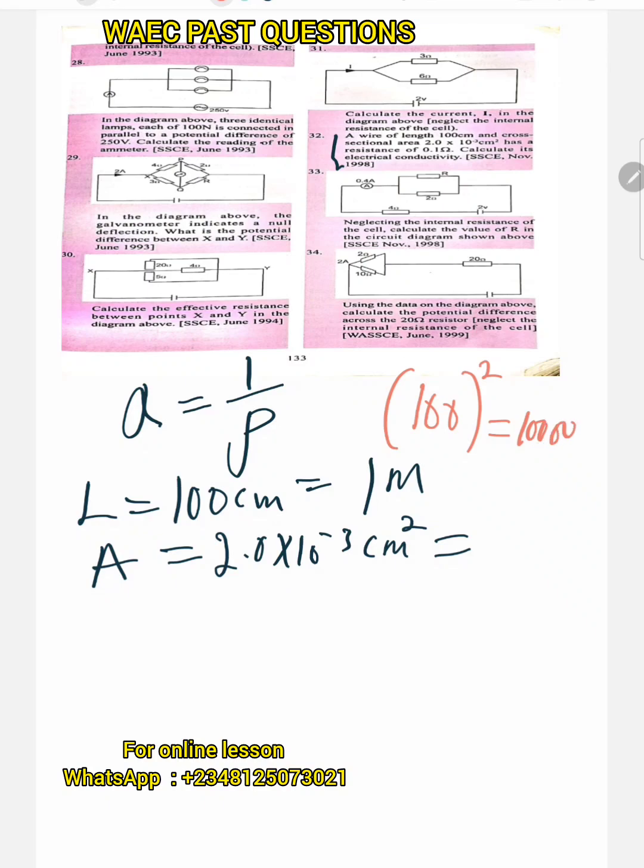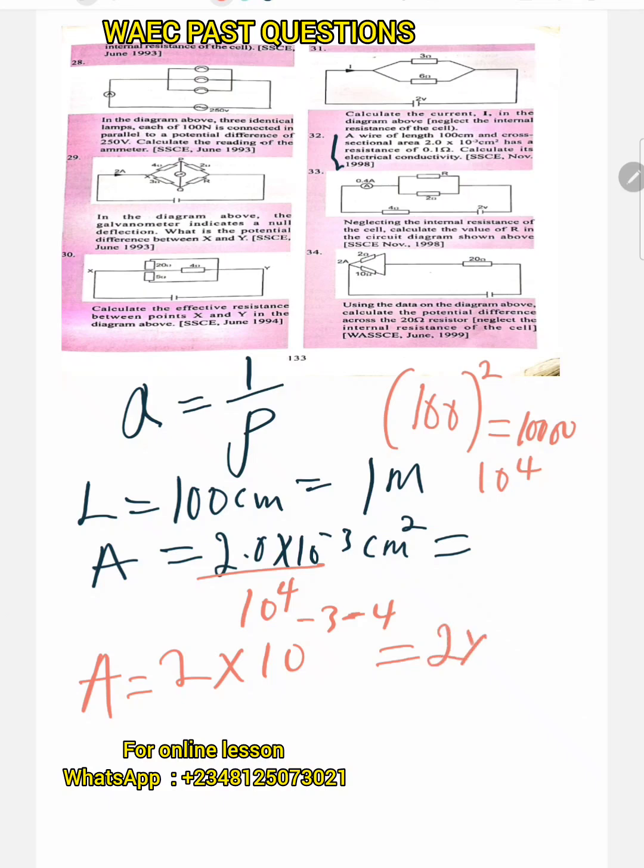10,000, how many zeros do we have there? 4. So you can express it as 10 raised to the power 4. Because you are dividing, you are dividing by 10 raised to the power 4, so we have 2 times 10 raised to the power minus 3 minus 4. So the final answer for area is 2 times 10 raised to the power minus 7 meters squared. So take note of this.